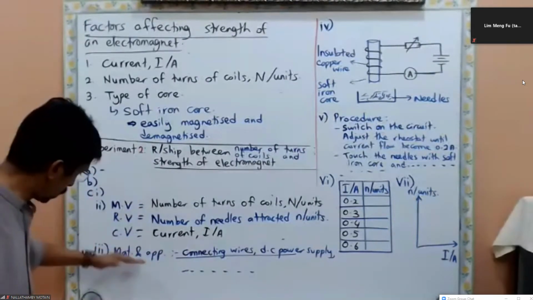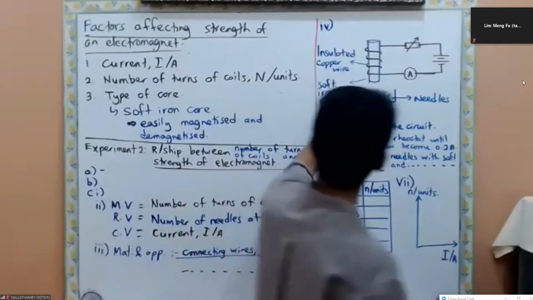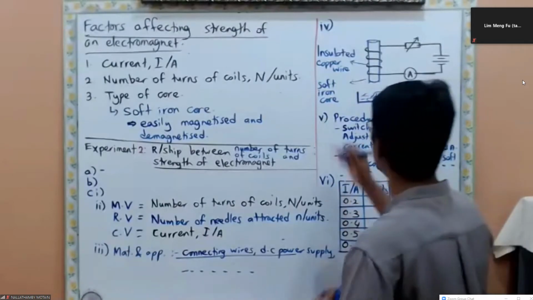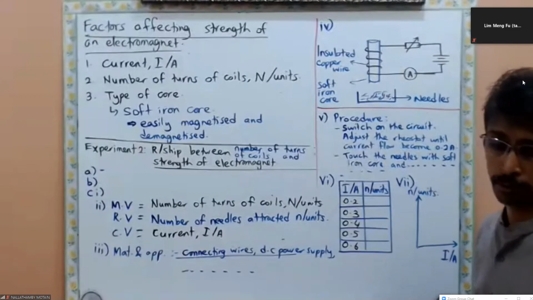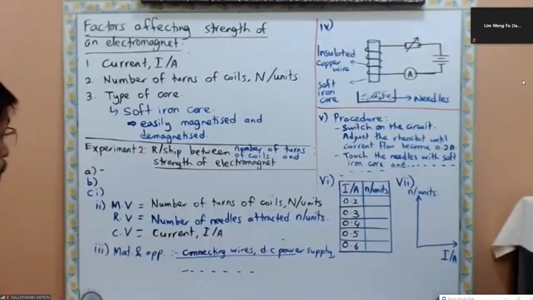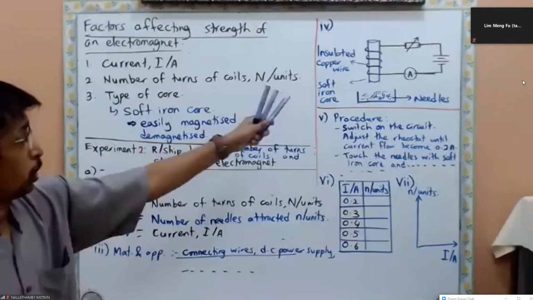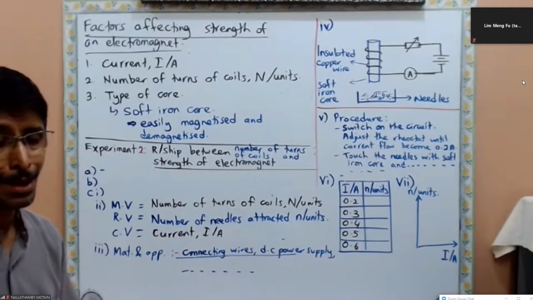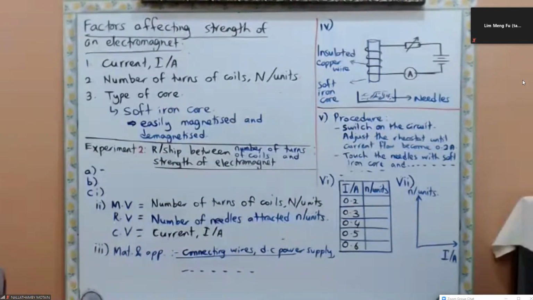Now you copy until number 4, until the diagram. Until here is still the same, no change. Faster, I'll give you 2 minutes. Copy number 2, 3, 4, and also label the diagram. Minimum 3 of the materials and apparatus must be labeled.